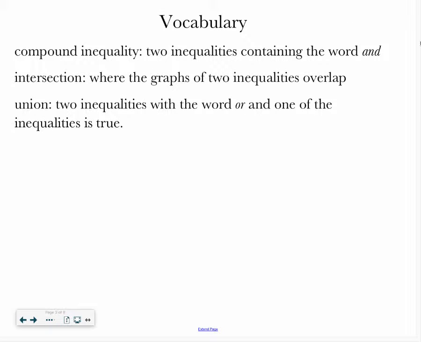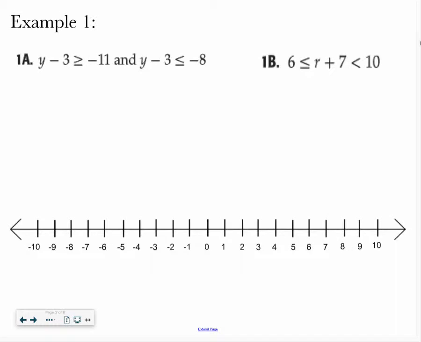First of all, a compound inequality is when you have two inequalities and they are joined together by the words and, or it's joined together by the word or. An intersection is where the two different inequalities overlap, okay? Where do those two graphs on the number line intersect? A union is two inequalities with the word or, and one of the inequalities is true. So let's jump into our first example.